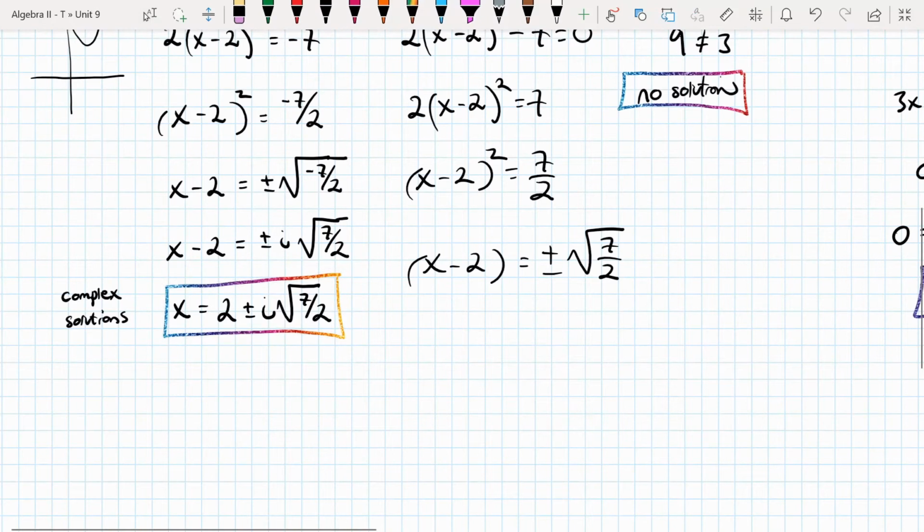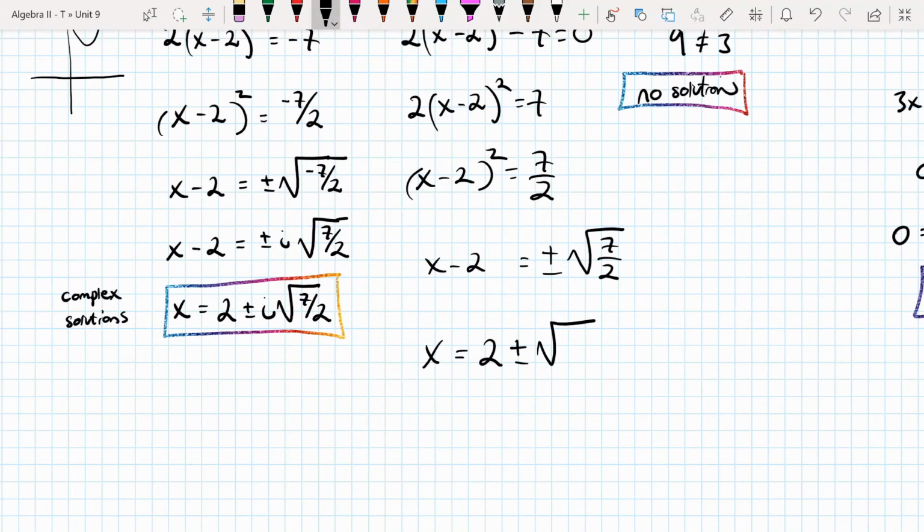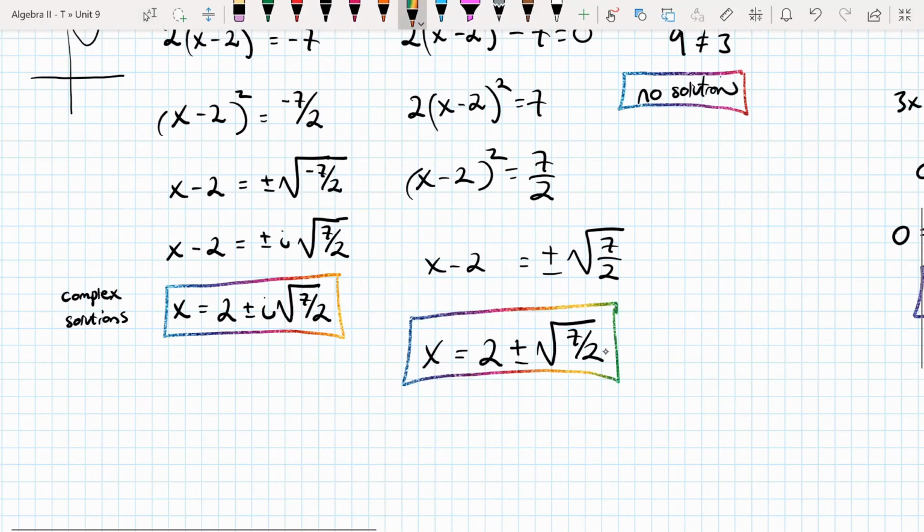Sorry, we already did this. And now we're going to add 2 on both sides. So 2 plus or minus square root of 7 over 2. And we've verified that our transformation will give us real solutions rather than the complex solutions. So these are real solutions.